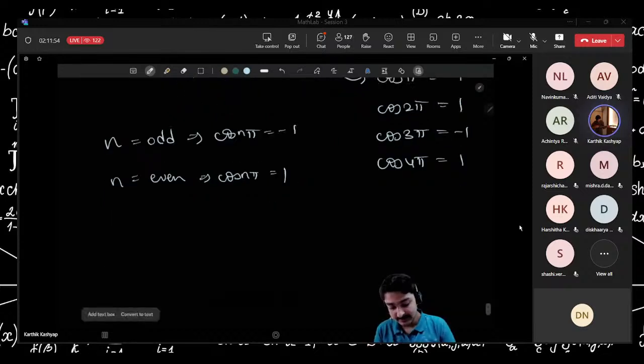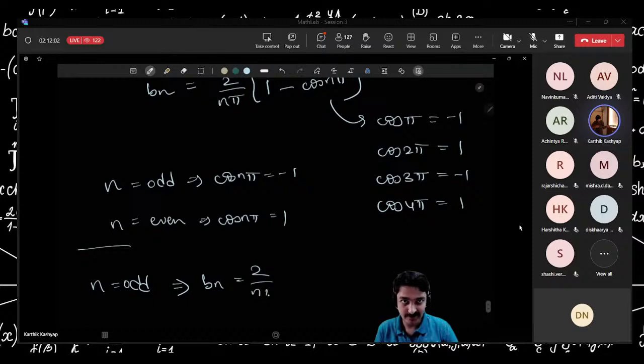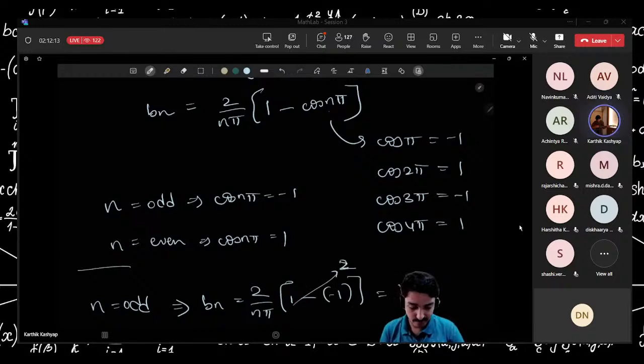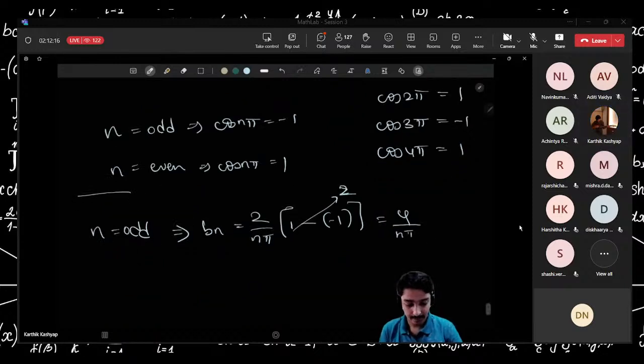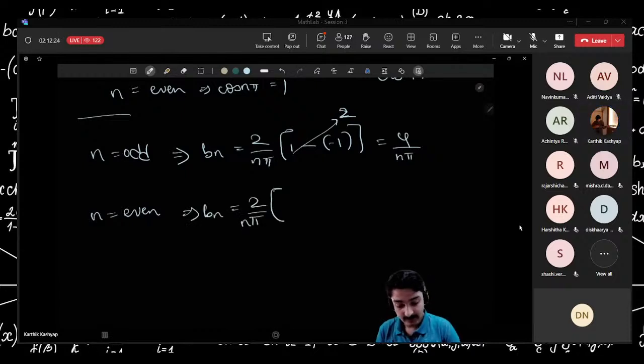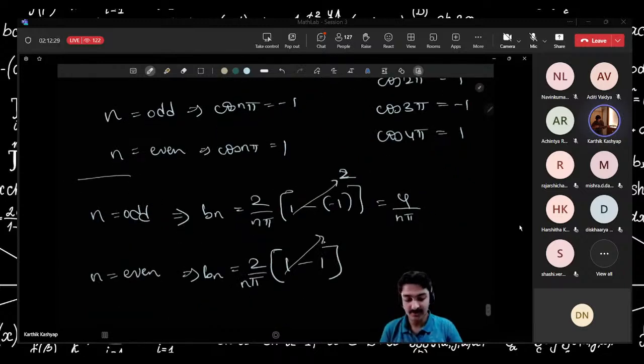So let's do this for two subcases. Let's say n is odd. For this, bn is equal to 2 by n pi times of 1 minus cos n pi, which is equal to -1. So minus of -1, so this will be equal to 2. So this is 4 by n pi, the bn value. And when n is even, we get bn is equal to 2 by n pi of 1 minus cos n pi, which in this case is 1. So this is 0. So bn is 0 when n is even.